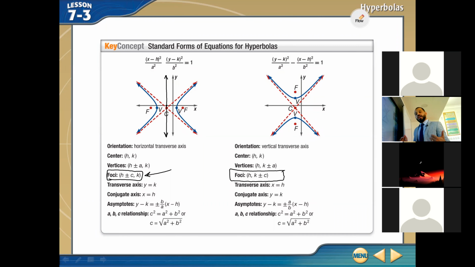But what about the equation of the asymptote? The equation of the asymptote, and this is a new concept here in hyperbola, is y minus k equals positive or negative b over a times x minus h, in the case of the horizontal. In the case of the vertical, it's the same equation, but with a small difference. Nasser, can you deduce the difference between the asymptote lines in the horizontal and in the vertical? What is the difference between the two equations?